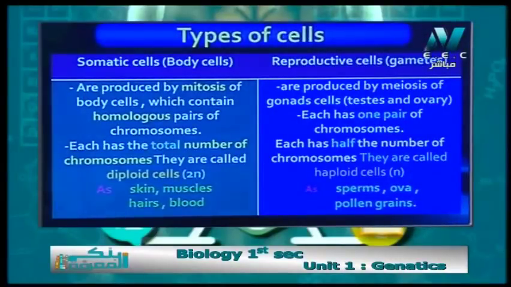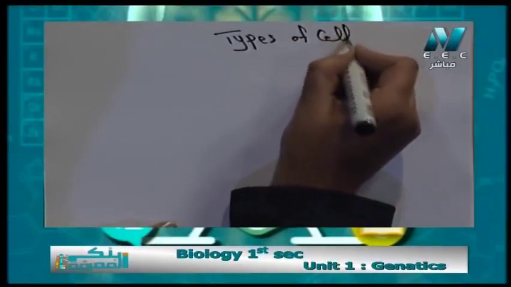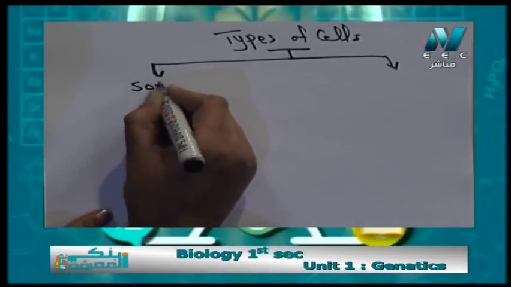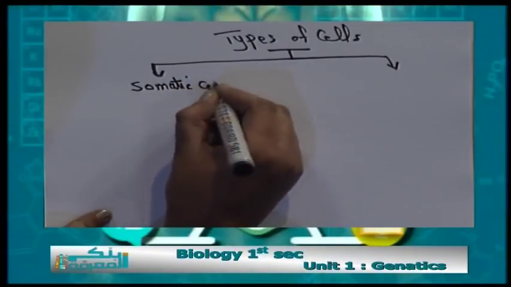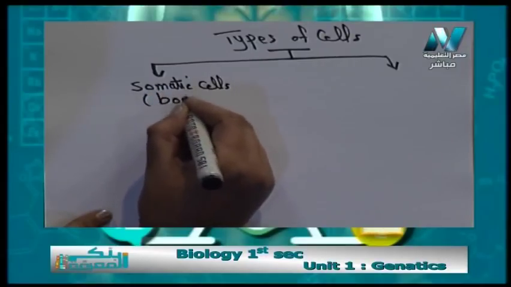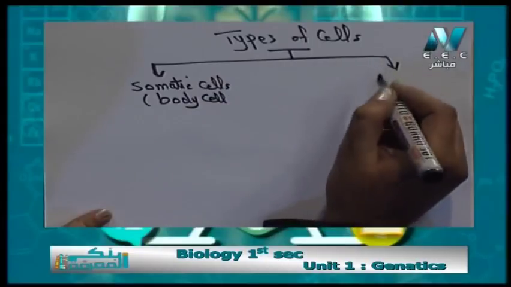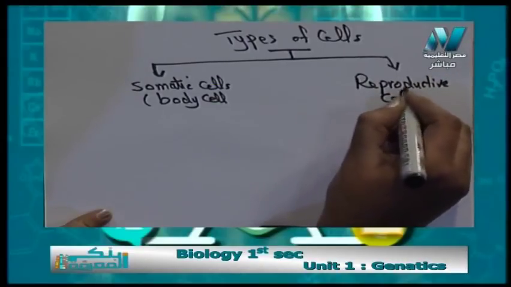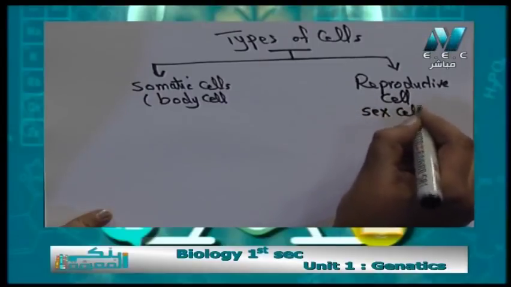Here we must discuss the difference between types of cells in your body. We have two types of cells, somatic cells and reproductive cells. We can discuss that in a simple way in front of you. Types of cells. We have two types of cells in your body. Somatic cells, or body cells. Another type, reproductive cell. We call it sex cell or gametes.